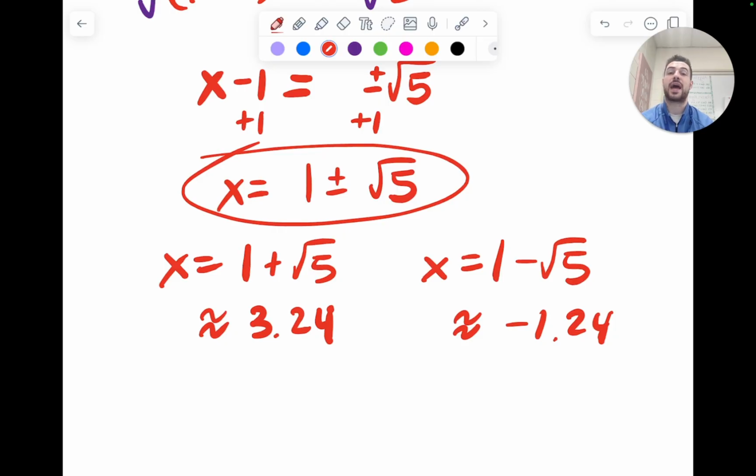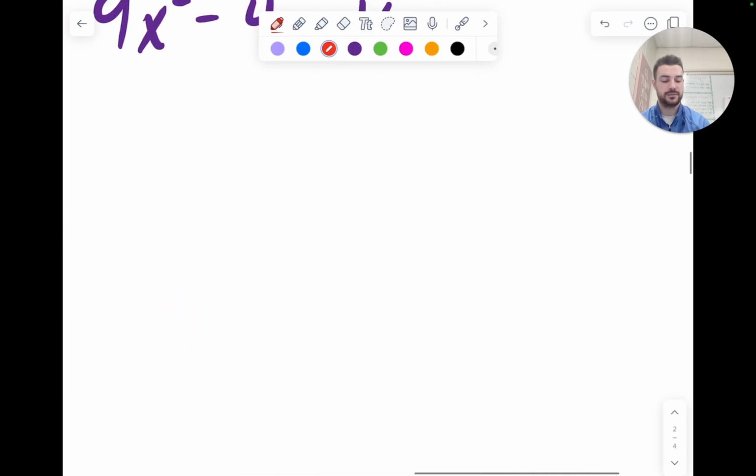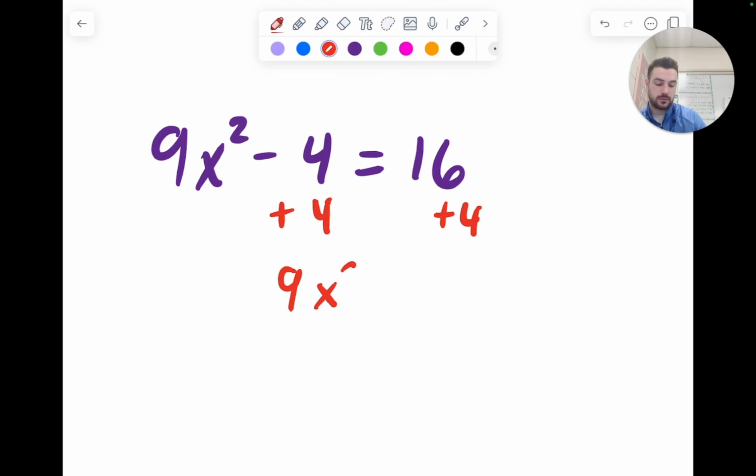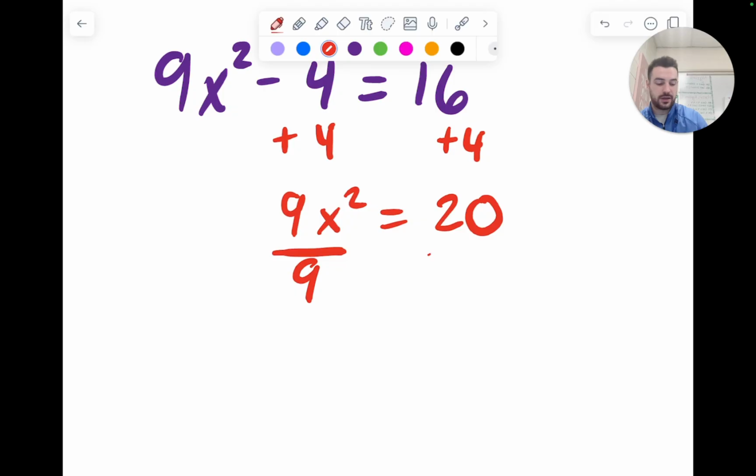Essentially, whenever there's one single x value, we are going to take the square root and use inverse operations to solve. Here's another example for us. Technically, you could try to factor this, but again, I notice that there's only one x value, so my first thought is to use inverse operations. I am going to isolate my variable. I am going to simplify to get x squared equals 20 over 9.